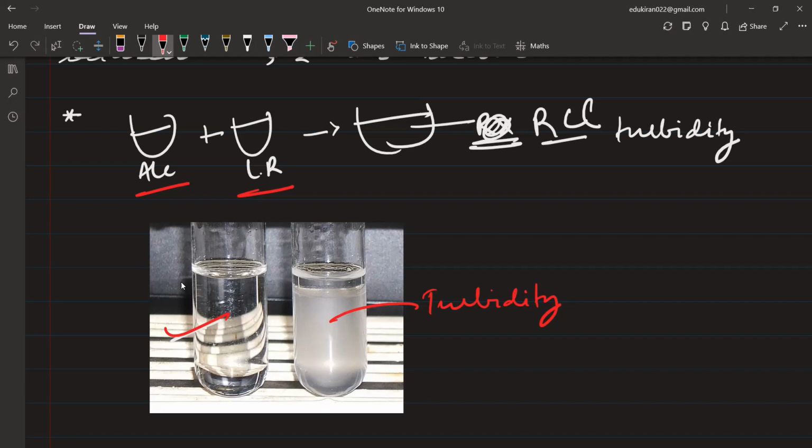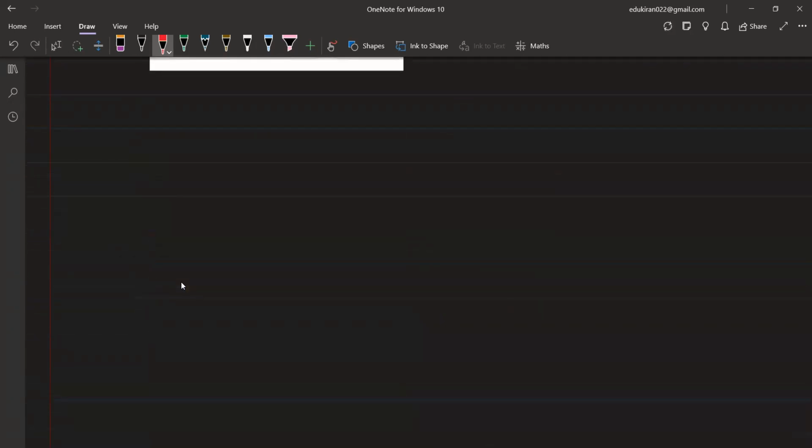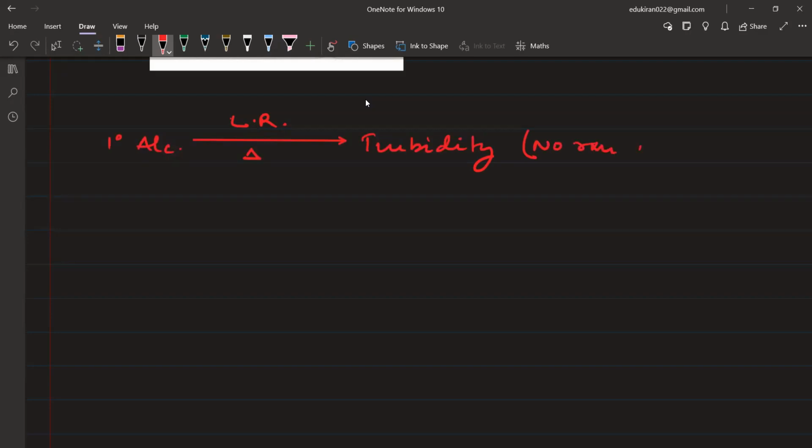Now, how is it going to distinguish between 1 degree, 2 degree, and 3 degree alcohol? Please write: if you have 1 degree alcohol and you add Lucas reagent to it, it is going to give turbidity with some heat. If you give heat, then it gives turbidity, or you will write no reaction at room temperature. ठीक है? Heat करने पे ही you will get turbidity.